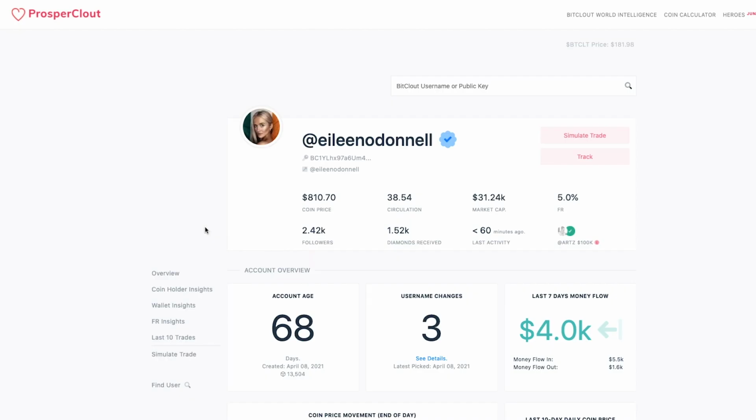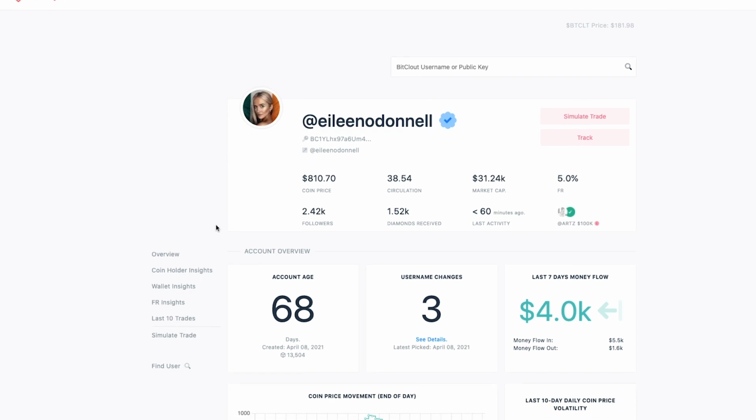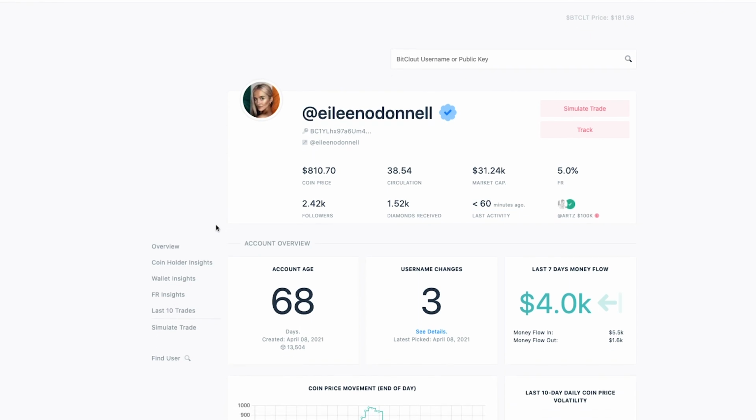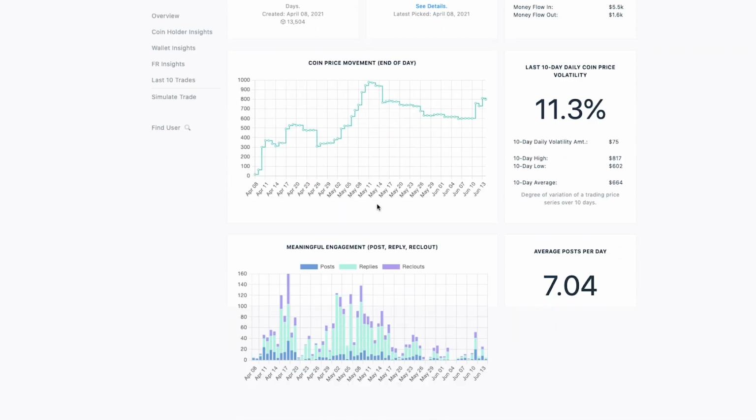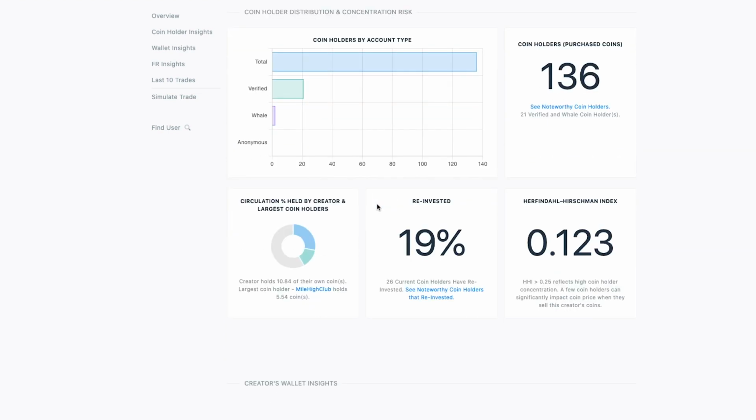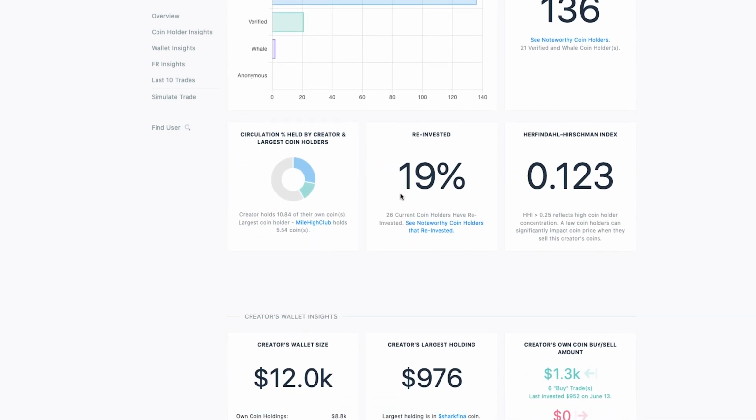So one example, let's pull up Eileen O'Donnell's profile here. Shout out. So she has her coin price at $810, and 38 coins are in circulation. If we scroll down on this page, we see the HHI here as 0.123.